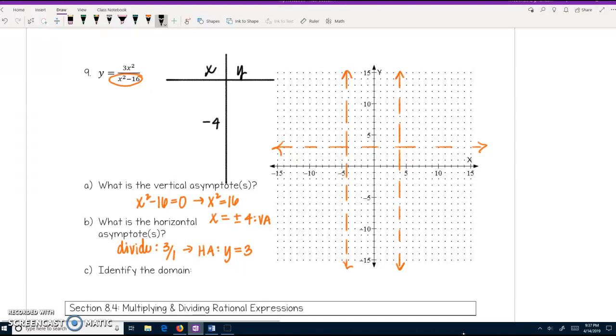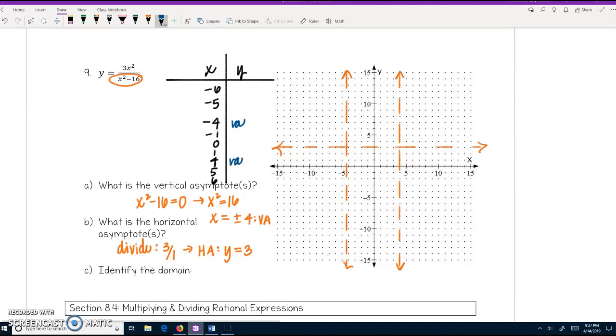So negative 4 and 4, I'm going to pick some on each side. So let's do negative 5 and negative 6. How about negative 1, 0, 1, and then 5 and 6. Picking symmetrical values is always good because then you're going to get some of the same out when they're squared.